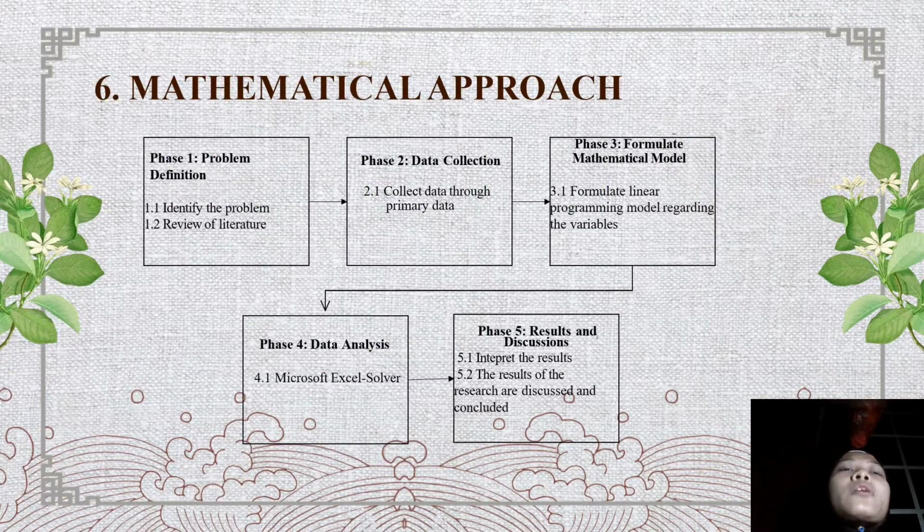Mathematical approach. First one, problem definition, which is we must identify the problem and review the literature. Second, data collection. We collect the data through primary data. Third, formulate the mathematical model, which is to formulate the linear programming model regarding the variables. Fourth, data analysis, where we use Microsoft Excel Solver to solve the data analysis. Fifth, result and discussion. Interpret the results, and the results of the research are discussed and concluded.